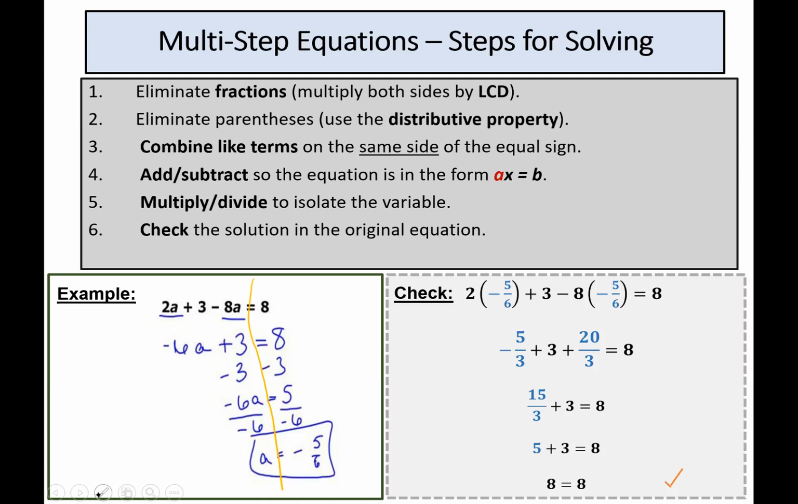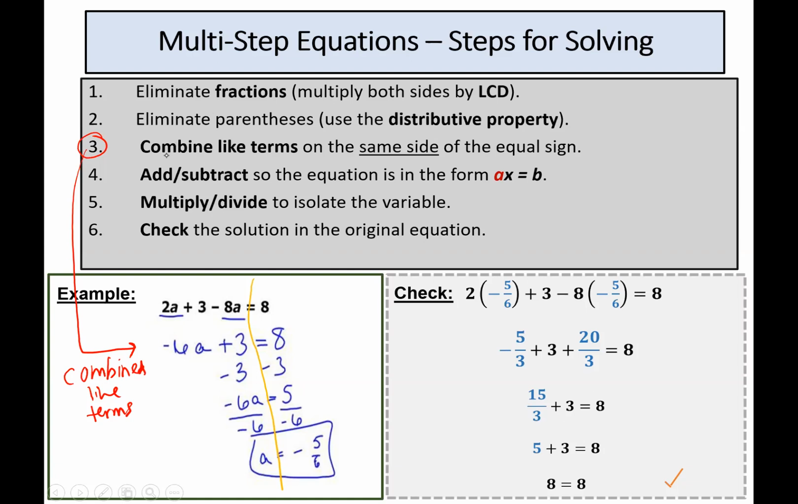Okay, so here's what happened so far. Just make a little note here. We combined like terms, or collected like terms. So you can see that was step 3. We didn't have to do step 1 or 2 because there were no fractions and there were no parentheses in this problem. So we combined like terms.